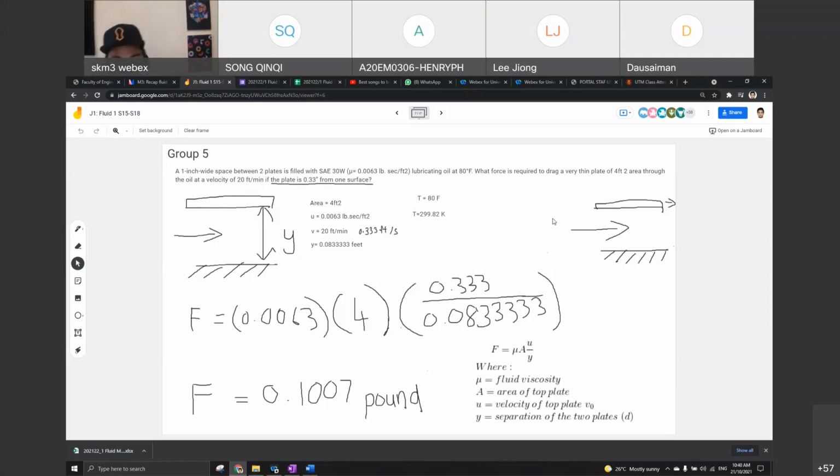SI lah. Yeah, and not SI. I think it's not SI unit, it's imperial. Okay, sorry, standard imperial. Yeah, then I put the numbers into the formula and I found out that the force required is 0.1007 pounds to move the plates. Okay. Okay, before I ask, class, do you have a question for group five?